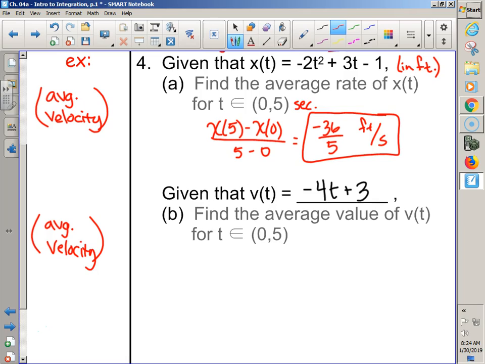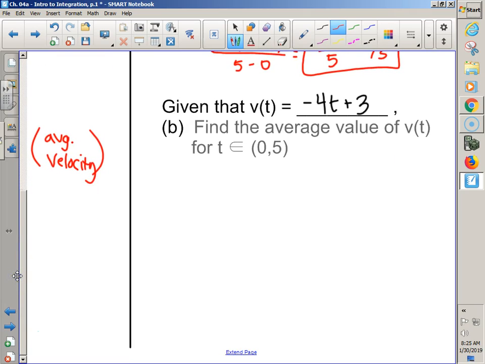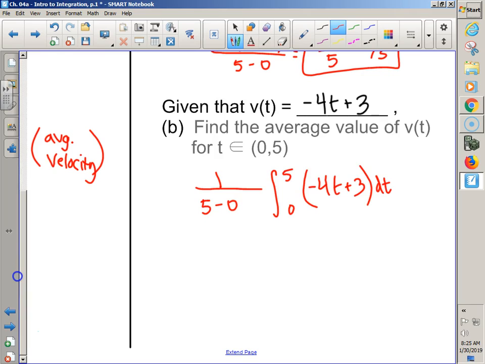The problem is the function's already been derived. It's giving us instantaneous values, and we need to go backwards to average it. So how do we go backwards to average it? Well, we use our average value formula. If they want the average of the thing they already gave us, okay, fine. 1 over b minus a times the integral from a to b of negative 4t plus 3. The integral will accumulate all of the different changes in position.